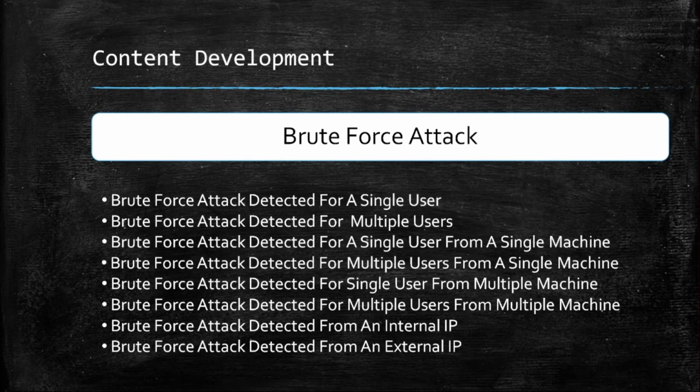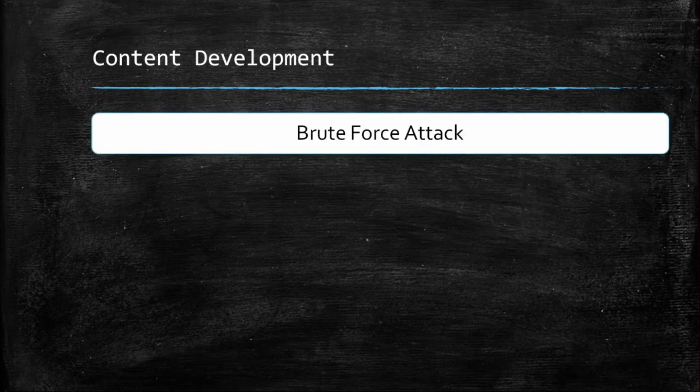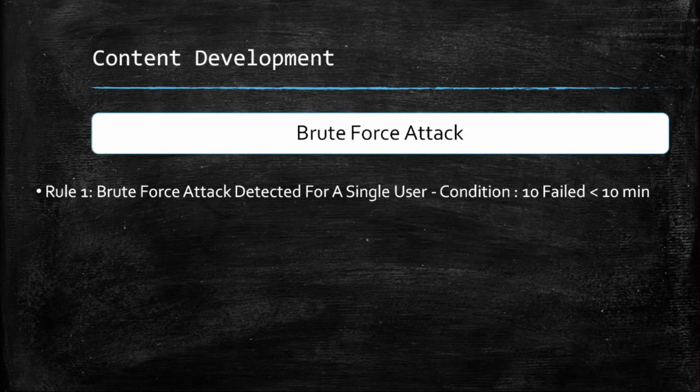So here we have defined various conditions, but how can we cover all these different conditions in our rule? And what will be the rule condition? Now in the next step we will have rule 1 for the brute force attack detected for a single user, with a condition where we configure the rule to trigger if 10 failed login logs are generated in less than 10 minutes. And this rule will be configured for all devices, whether it is Windows, Linux, firewall, database, or email.